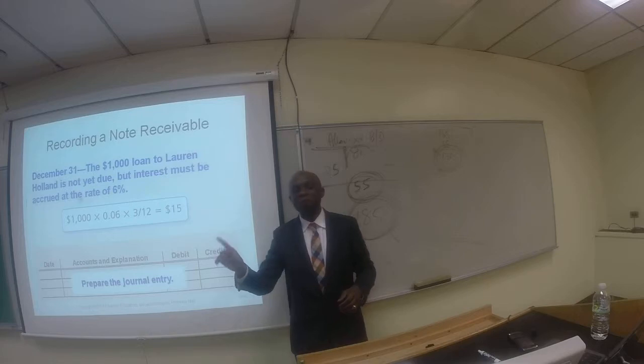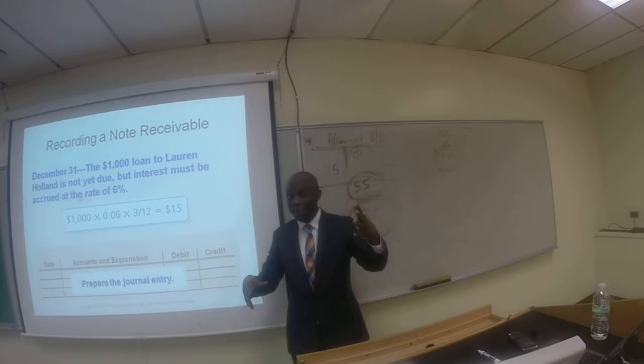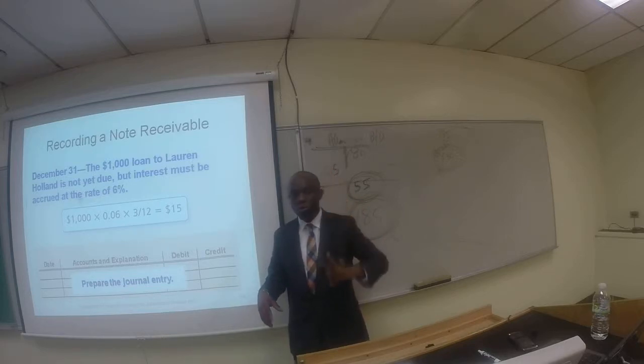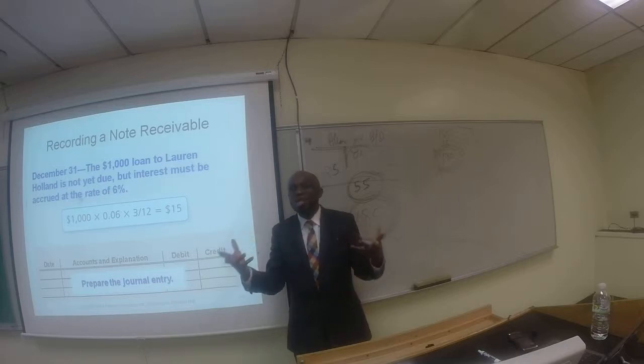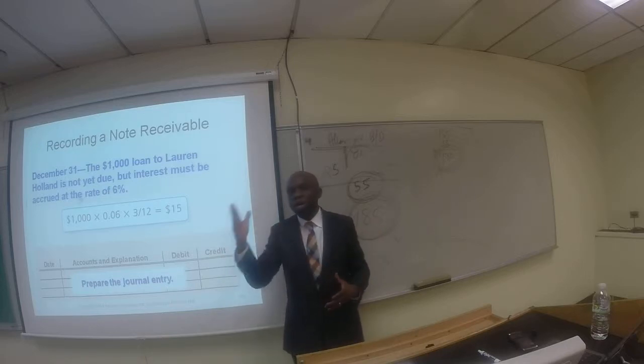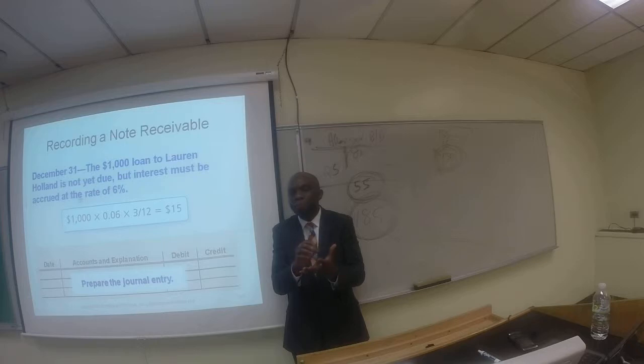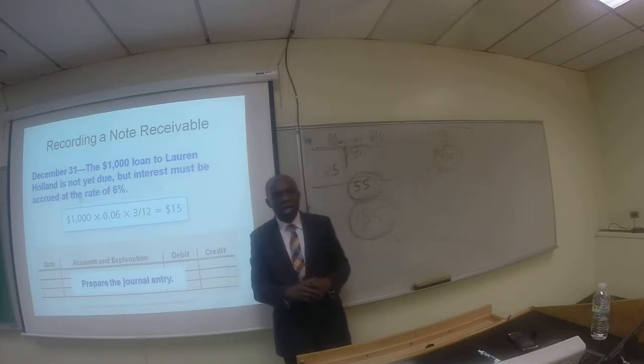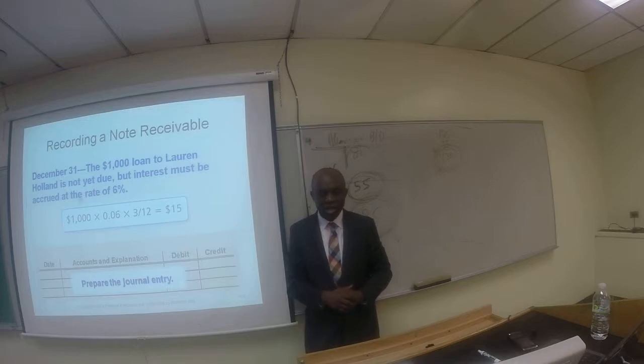On December 31st, that is 3 months after the loan was extended. The loan was extended on September 30th. So October, November, December, that is 3 months. At the end of December, the note is not due yet because it's a 1 year note. But at the end of December, we need to make provision for 3 months of interest that we have earned but we have not received, in order to be in line with the matching principle, which says that we have to recognize all the expenses with their related revenues.